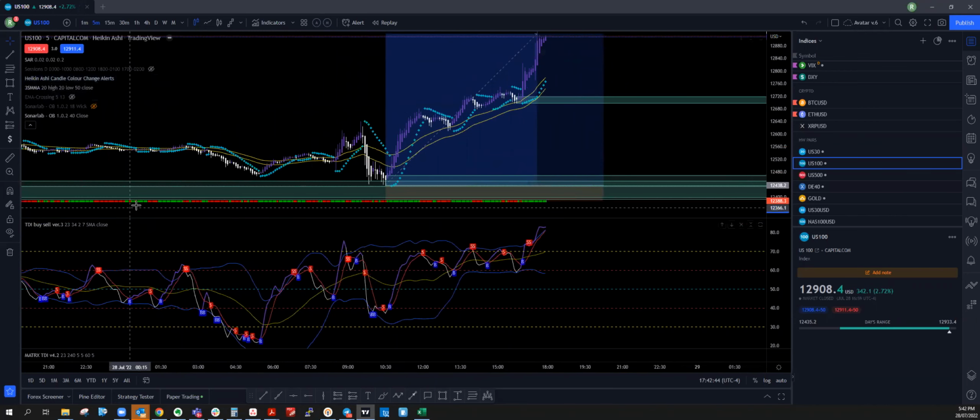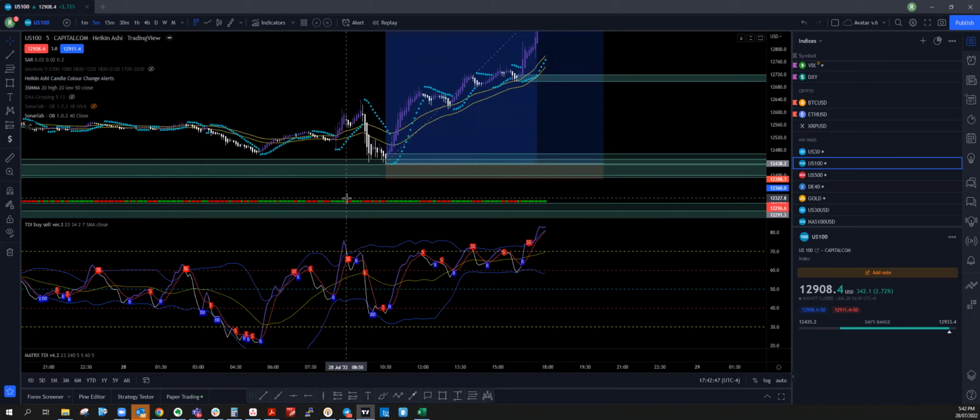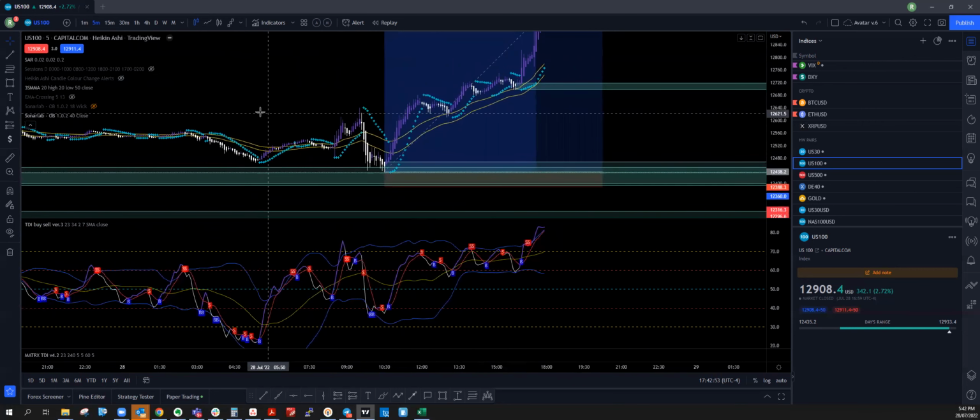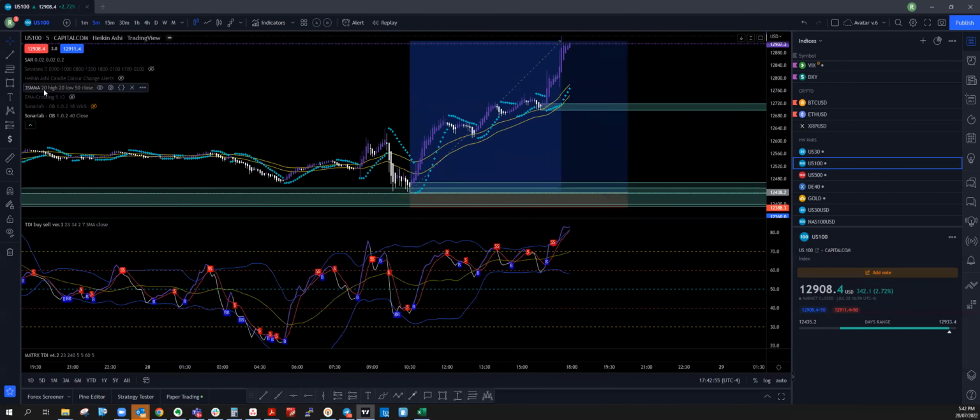And this is what it looks like when you put it on the screen. It just indicates the direction of the candles at that point in time. But you can hide that. It doesn't necessarily need to be on the screen unless you want it there.